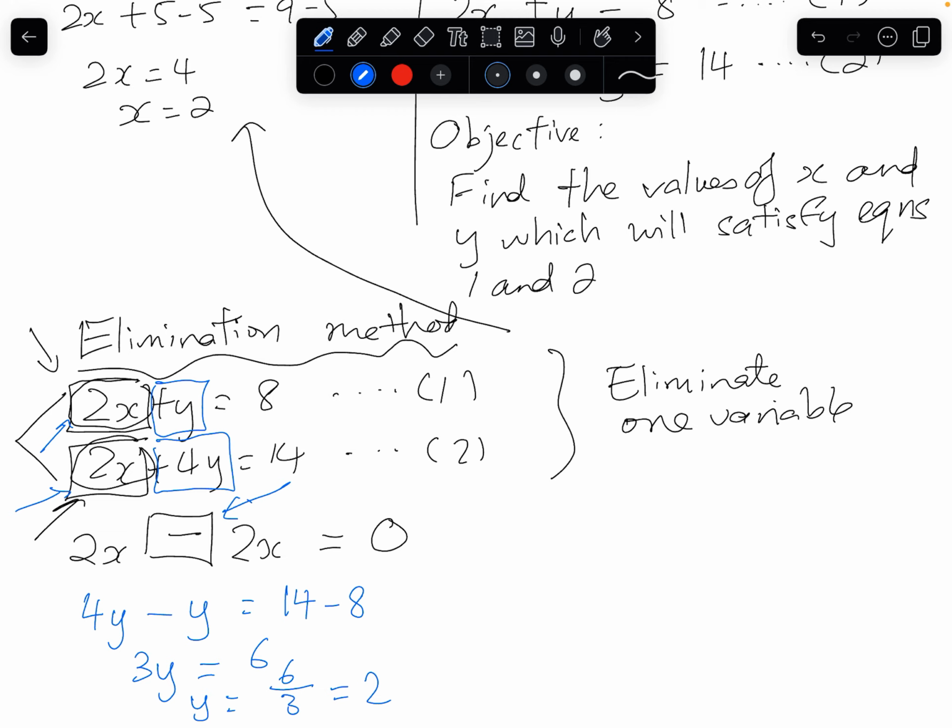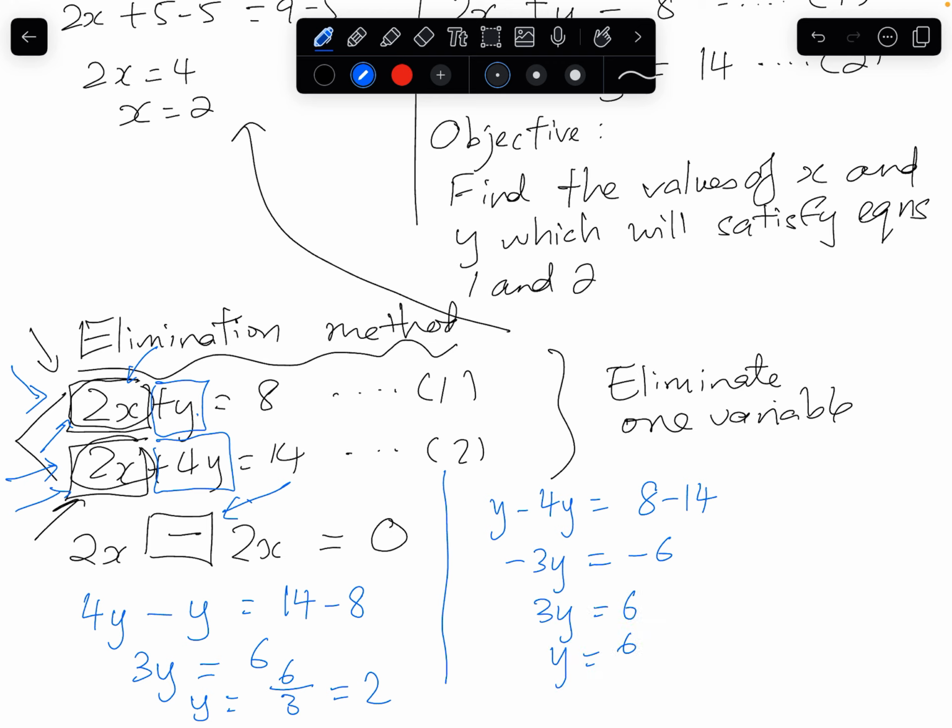Now you might say, does it matter if I take the first one and subtract the second one? It doesn't really matter. It actually gives you the same answer as well. So if I were to take the first 2x, subtract the second 2x, then it's going to look like taking y, subtract 4y, and I'll take 8, subtract 14. The only downside to this is that you will end up with negative terms, which may be uncomfortable for some of you. Okay, so you're going to end up getting 3y to be 6, and y to be 6 divided by 3, which gives me 2, which ends up being the same answer.